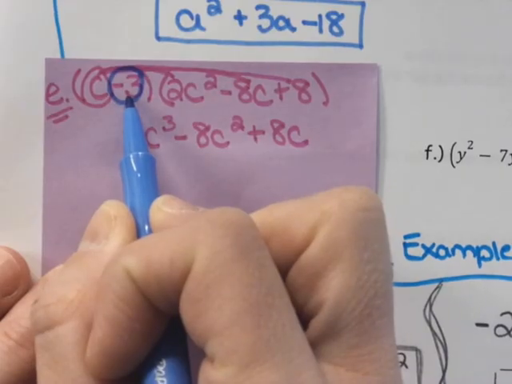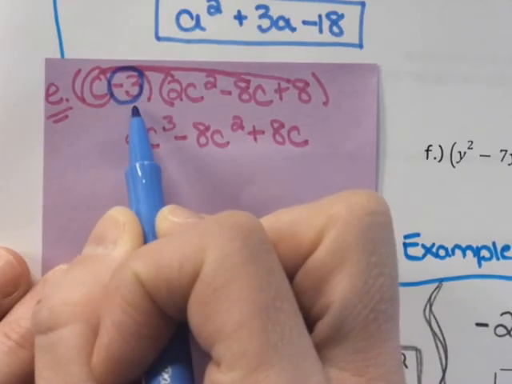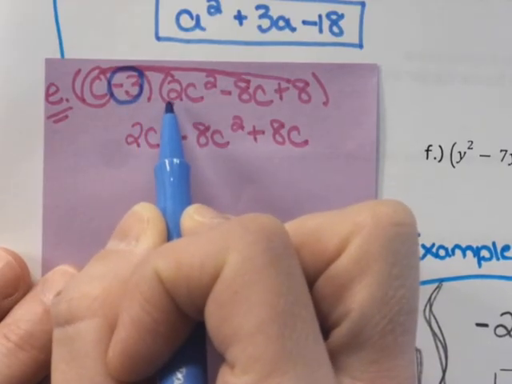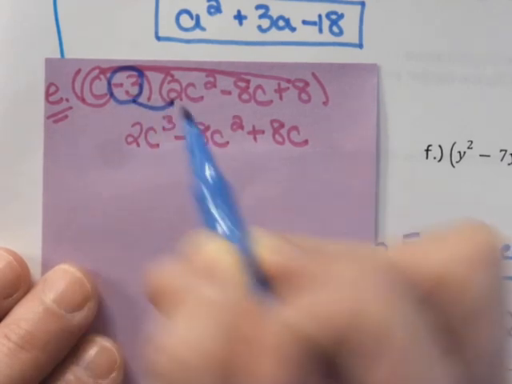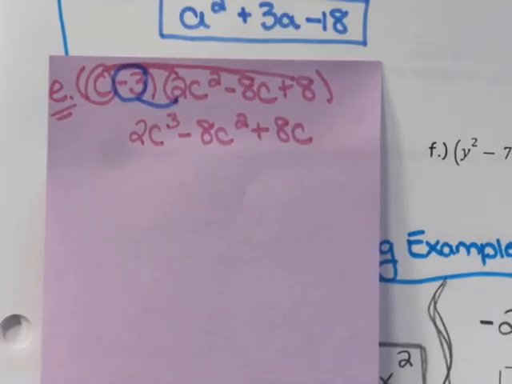Okay. Let's multiply through the -3. So everything's getting multiplied by a -3, all the big numbers. -3 times 2 is going to give me what?